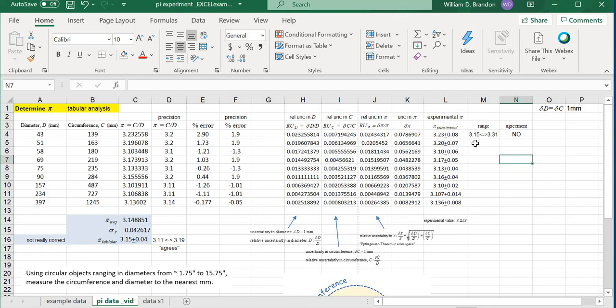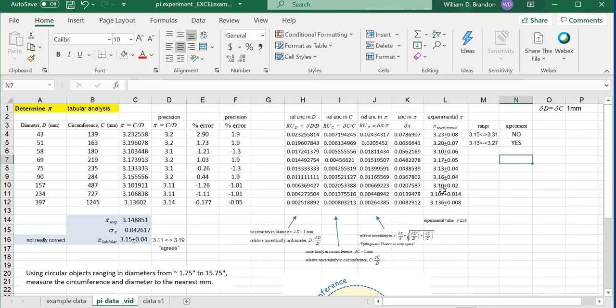Okay, let's do one more. What's the lower bound here? Just subtract 0.07 from 3.20, 3.13. Right? And then what's the upper bound? 3.27. There you go. So that's the range. That agrees. Pi falls in that range. Yes. So I'll just put yes.